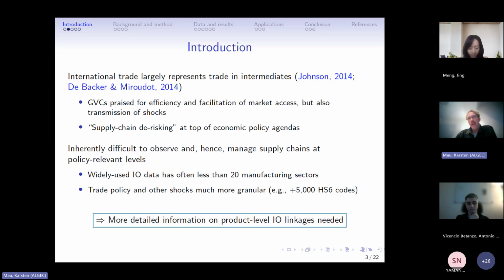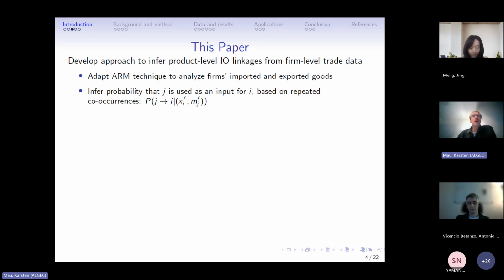So the main aim of this project is to find a way to obtain more detailed information on these product-level input-output linkages. What we are doing, very briefly, is developing a systematic approach that allows us to infer input-output linkages from particular types of data sets.